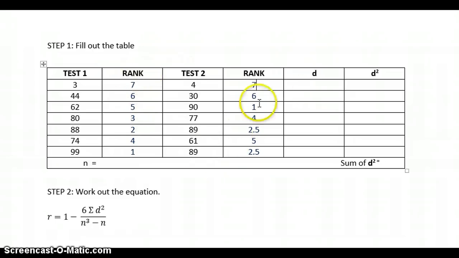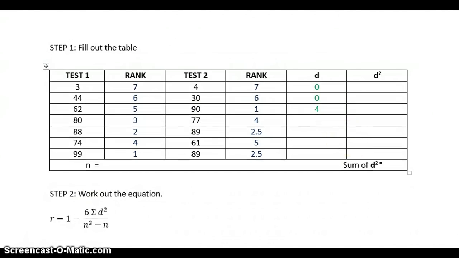Okay, so once you've ranked both of your two sets of data, you then need to figure out the D. D just stands for difference in this case. So you do this one minus this one equals this one. So 7 minus 7 is 0. 6 minus 6 is 0. 5 minus 1 is 4. 3 minus 4 is minus 1.